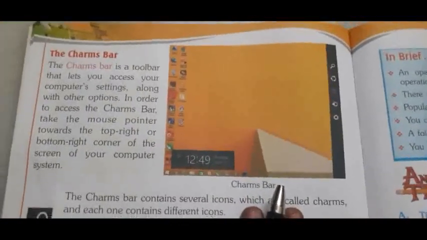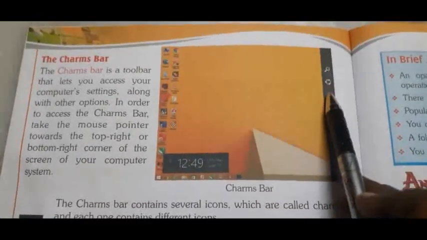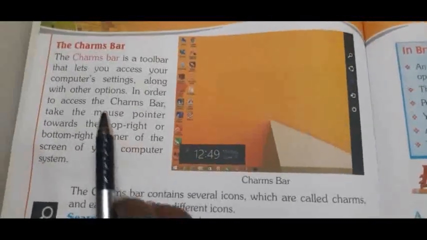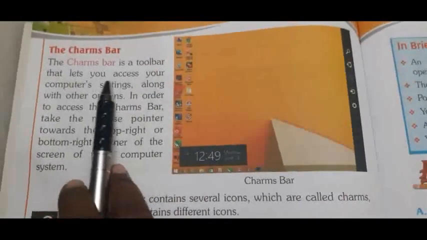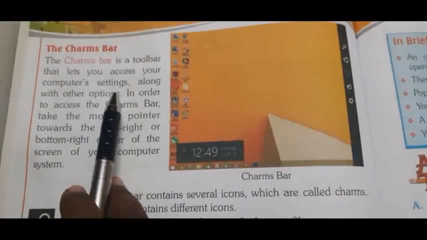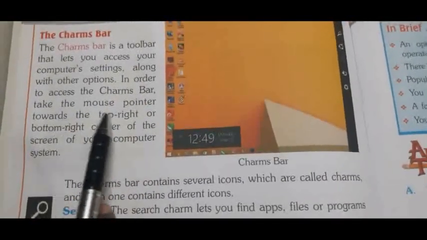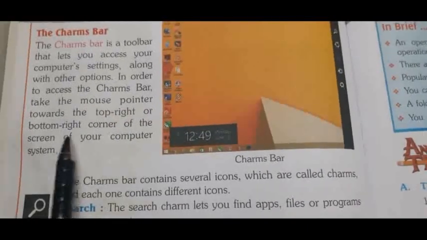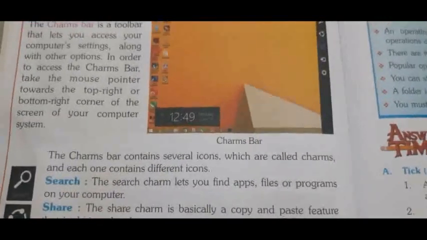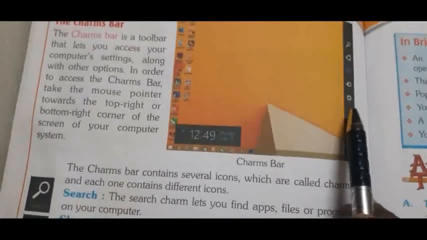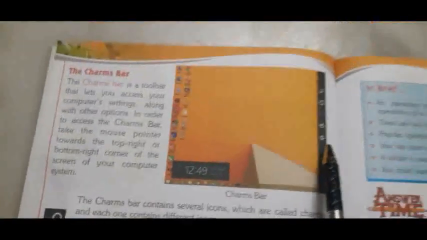what is the charms bar? What is the charms bar? Children, if you see, this is called the charms bar. See the charms bar. The charms bar is a toolbar that lets you access your computer settings along with other options. In order to access the charms bar, take the mouse pointer towards the top right or bottom right corner of the screen of your computer system. So children, this is called the charms bar. What is the functioning of this charms bar? It will access your settings, means your computer settings.